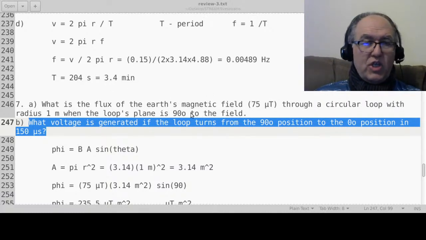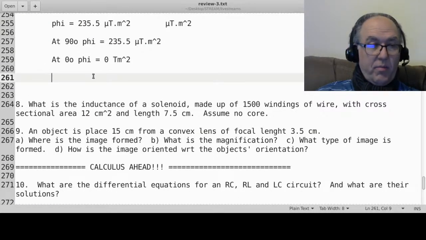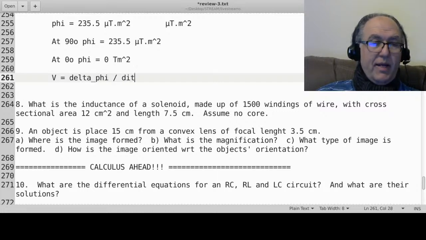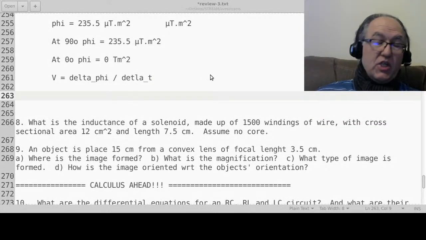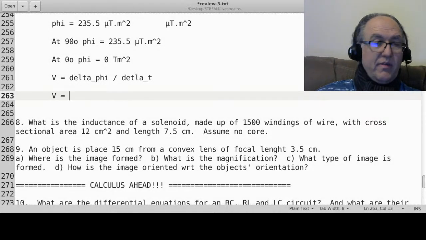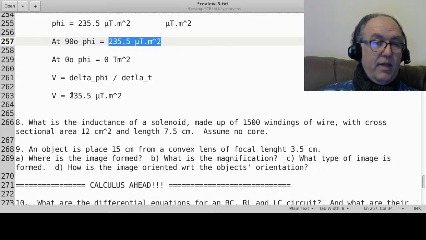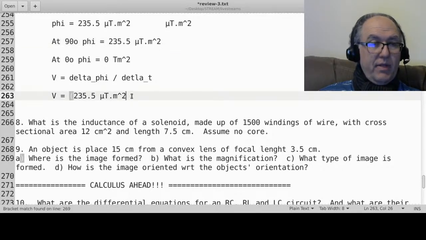So what voltage is generated if the loop turns from the 90-degree position to the 0-degree position in 150 microseconds? That is this formula here. The voltage generated is going to equal delta phi, the change in the flux, divided by the time. The bigger the change in the flux, the more voltage you get. The quicker the change, the smaller the delta t is, the more voltage is generated. Well, the delta phi is easy because it's just that number there minus 0, in other words, that number there back again.